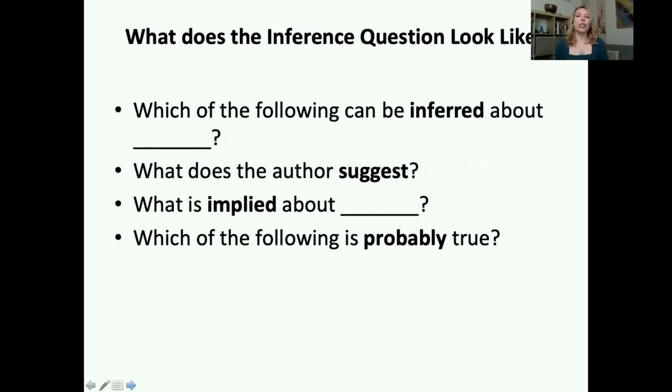Now, what does the inference question look like on the TOEFL? You might see a question that says, which of the following can be inferred about? What does the author suggest? What is implied about? Or which of the following is probably true?